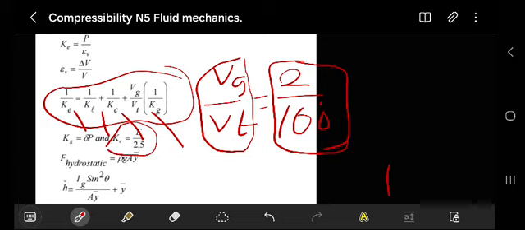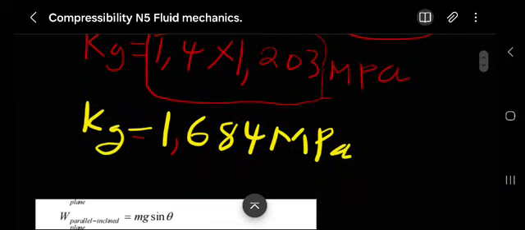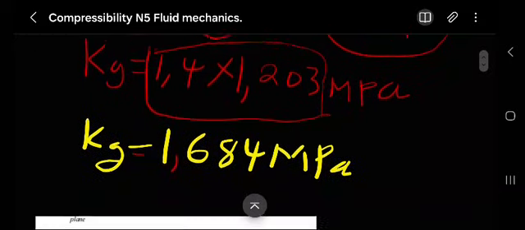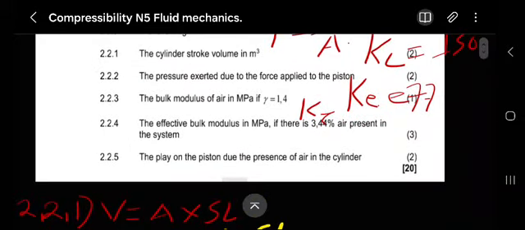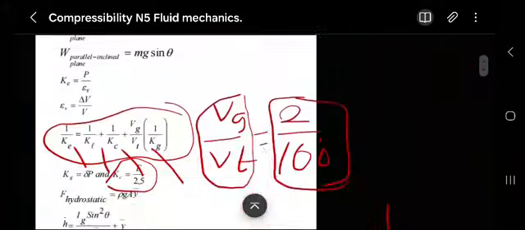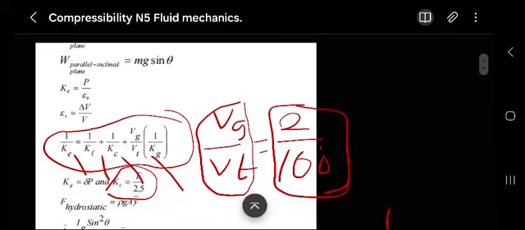Now let us solve our problem here. We have that KG there. Now we want to calculate the effective bulk modulus. We'll use this formula, right?